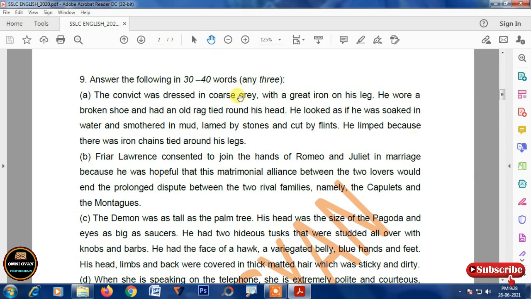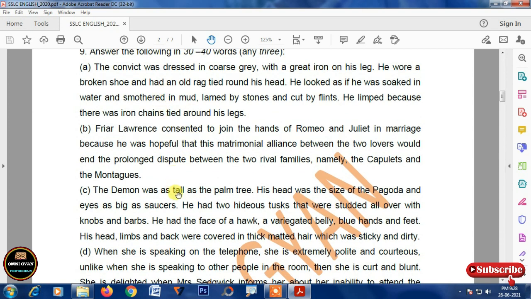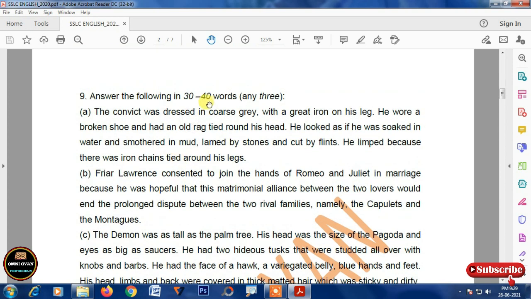These are general questions and answers from the prose part, and you had to write in 30 to 40 words. Obviously, the length of answers that I have written exceeds 40 words. Each of the answers carries 2 marks, so you were supposed to write any 3. I have written all the answers. So 2 into 3 equals 6. You have to write any 3, and each answer carries 2 marks. So the first question was, how was the convict dressed?